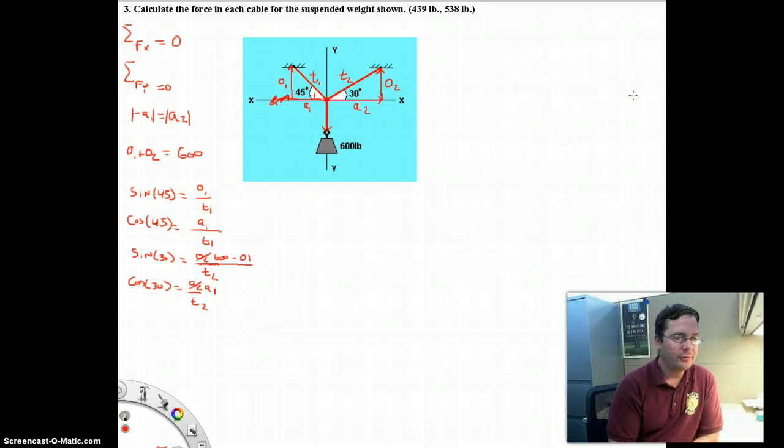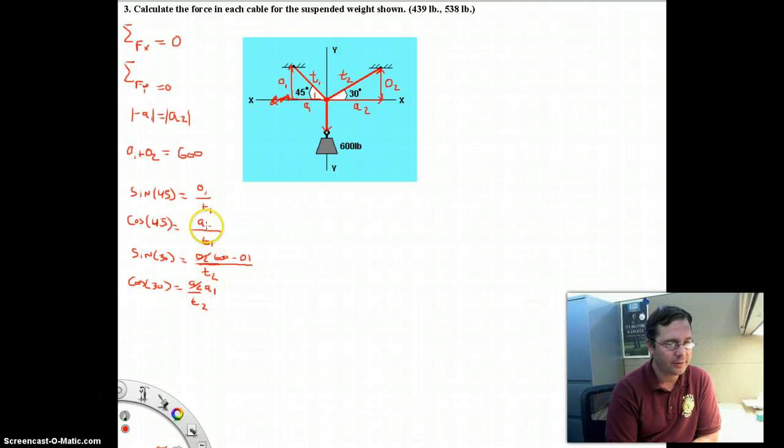Now what I want to try and do is relate tension 1 to tension 2. So if you look at the formulas, the ones that probably make the most sense to relate are the cosine of 45 and the cosine of 30, because both of them contain A1, and they each contain T1 or T2 respectively. So my first step is going to be to get A1 by itself. So what do I do? I multiply both sides by T1. T1 times the cosine of 45 equals A1.